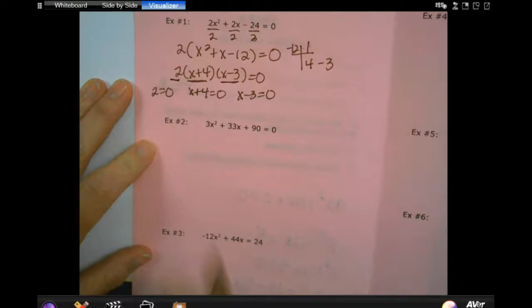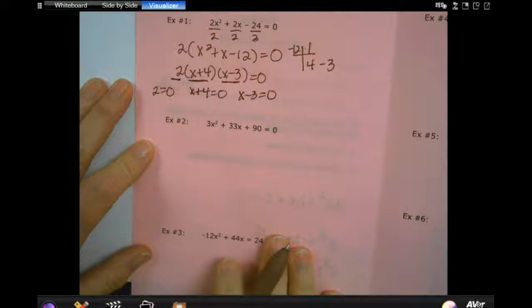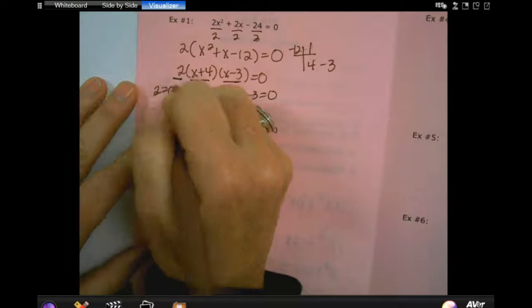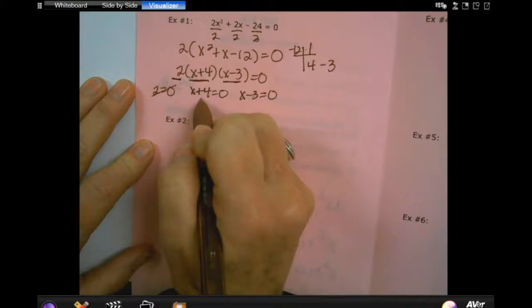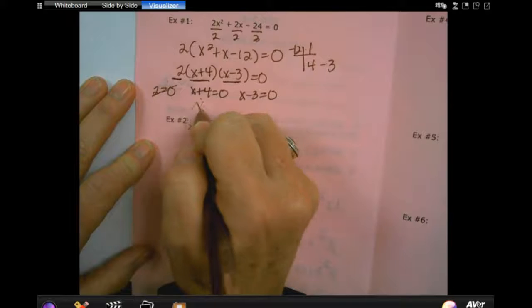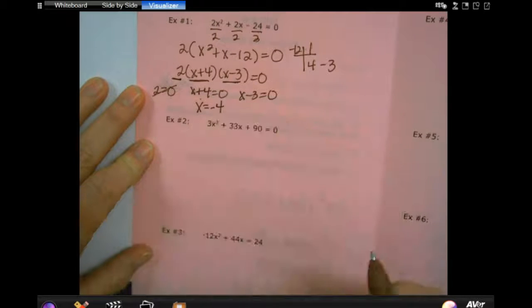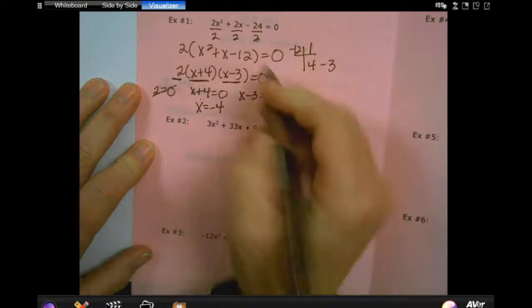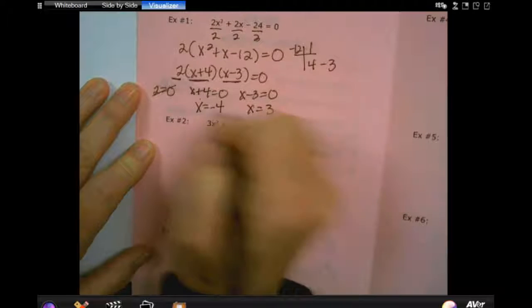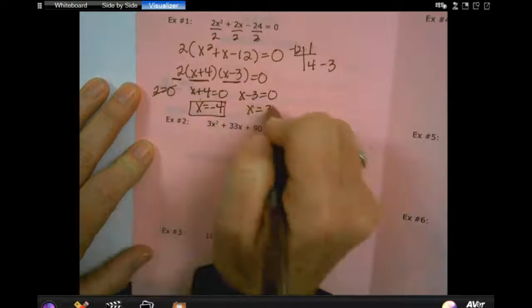So the 2 equals 0, does that have a variable in it? No, so I can't do anything with that one. But this one, if I subtract the 4, I get x equals negative 4. And this one, if I add 3, I get x is 3. And these are your answers.